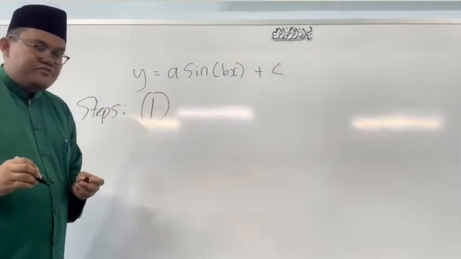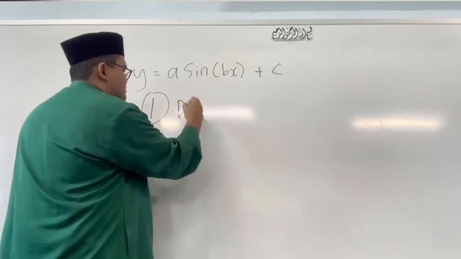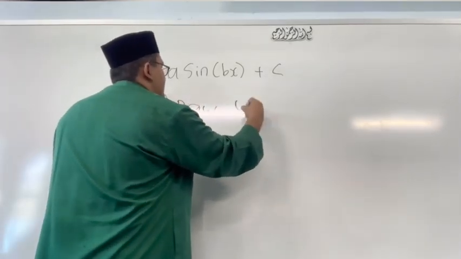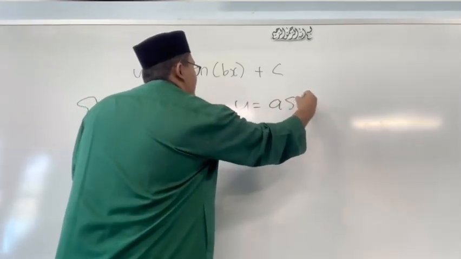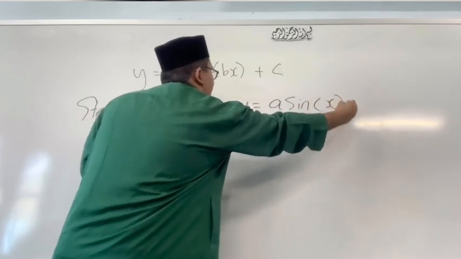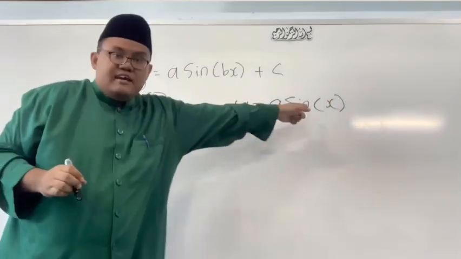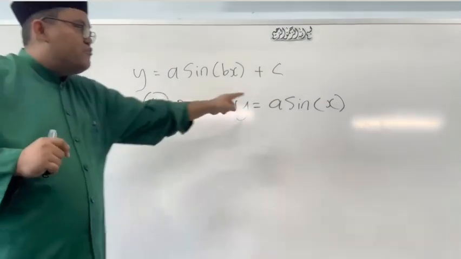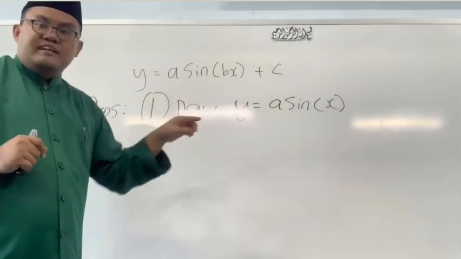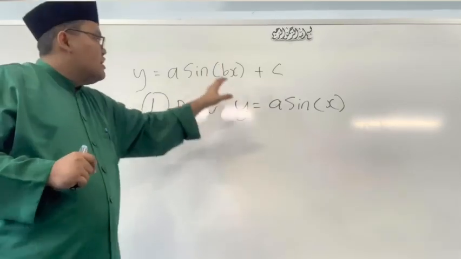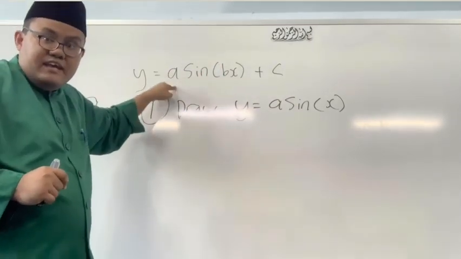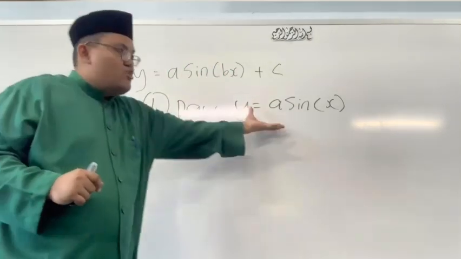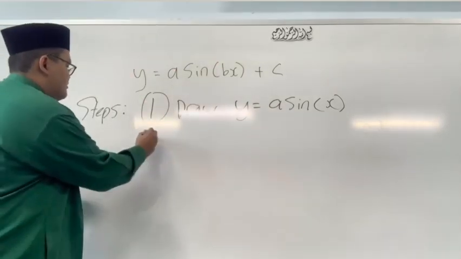First step, you draw a simple y equals a sine x. Not dx, but sine x. So what it means is, what is the effect of a on sine x? So we draw the first effect first, the effect of a. After you have drawn this, then step 2.